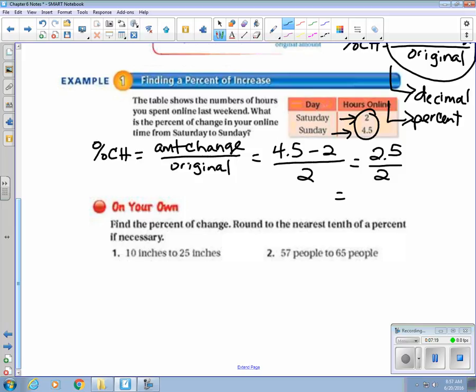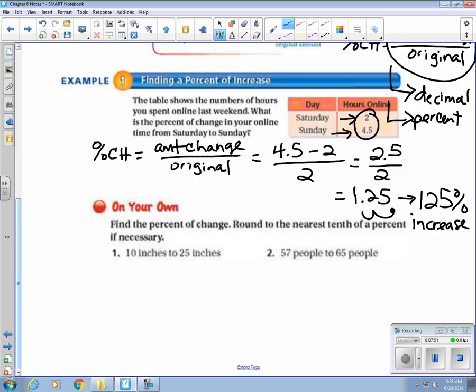And I'm going to go ahead and use a calculator and do 2.5 divided by 2. And I end up with 1.25. Okay, but this is the percent change written as a decimal. So I have to change this into a percent. And how do I do that? Remember, we move our decimal point 2 places to the right. So that means it's 125% change. And since it started at 2 and went to 4.5, I could say that it was an increase.